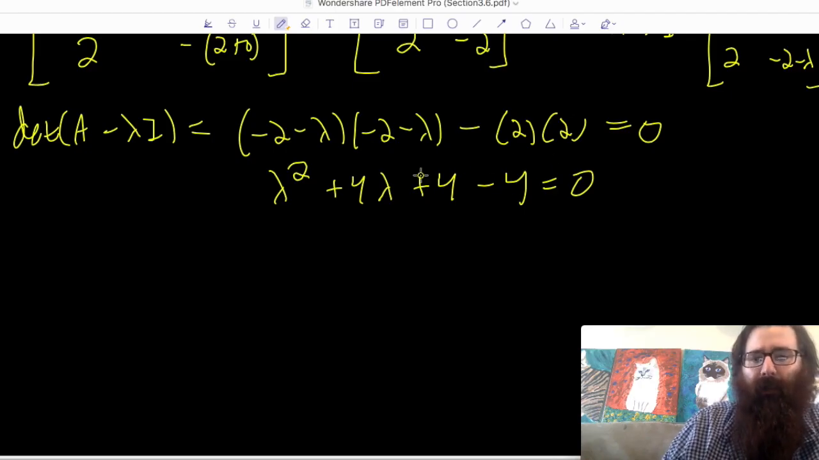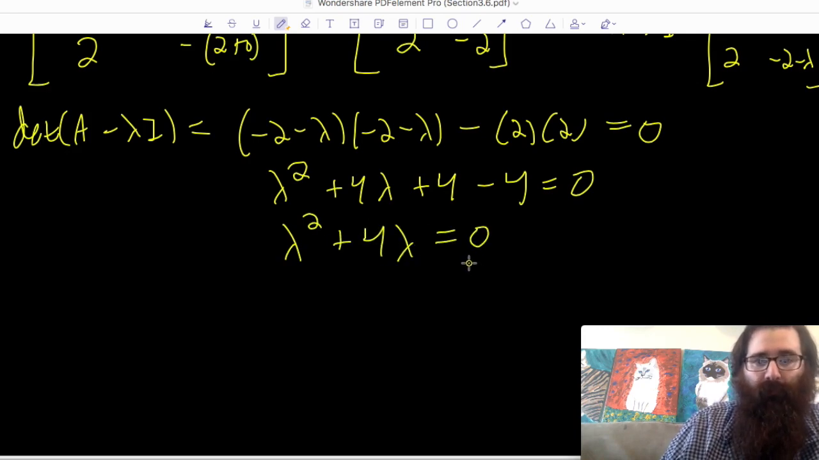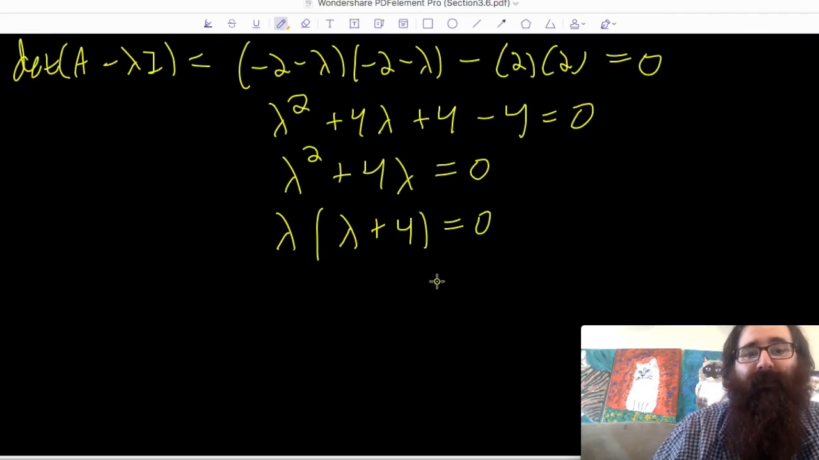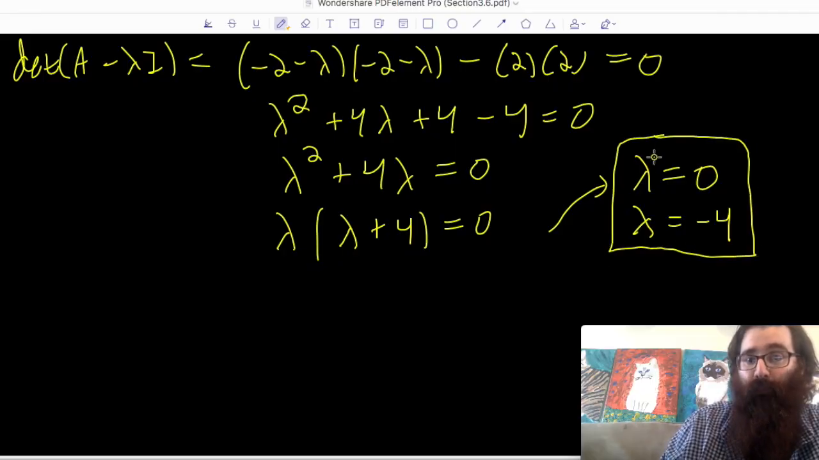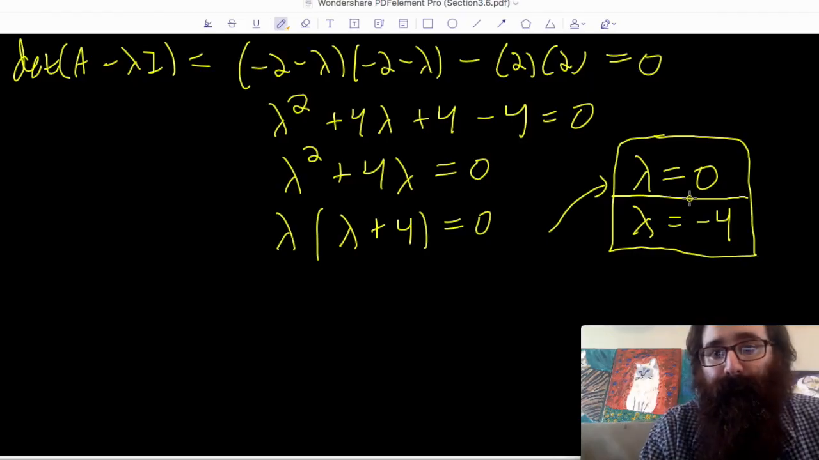So 4 minus 4 is going to cancel, so this gives me lambda squared plus 4 lambda equals 0, which I can factor. Lambda times in parentheses lambda plus 4 equals 0. And from this, I get 2 eigenvalues. I get lambda equals 0, and I get lambda equals a negative number, as promised, as advertised. Lambda is negative 4. So 0 and negative 4.